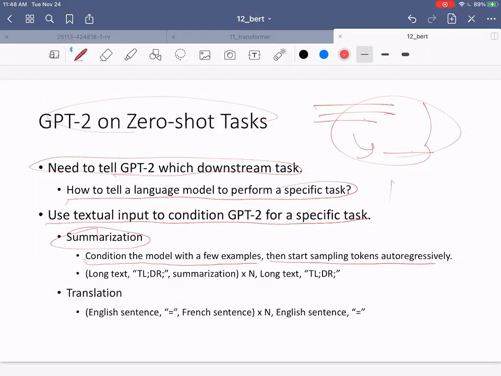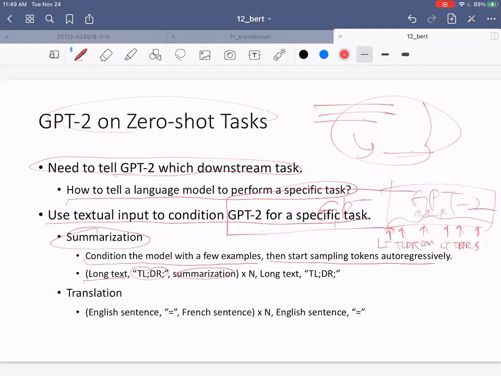So you have a gigantic GPT-2 model, and the span of the text is 1024 tokens. You put several examples of summarization into GPT-2. For example, you put a long text, then a special cue sign, TLDR, too long didn't read, and then a short summarization. Again, the long text, TLDR, short summarization. Actually, this should be way longer than this. So this is GPT-2.